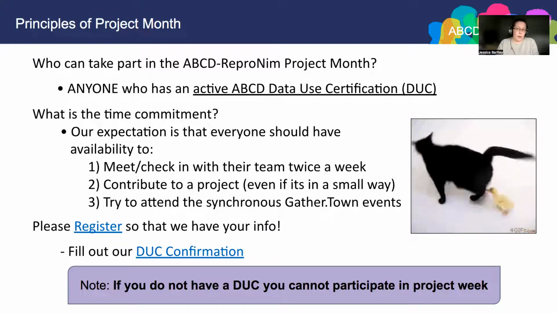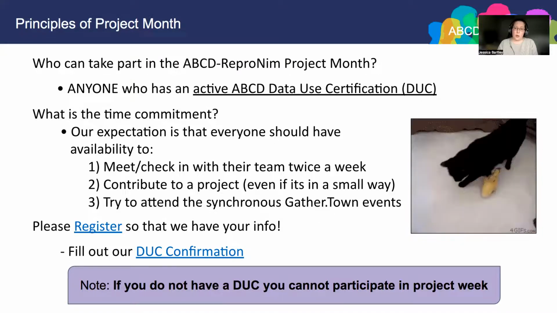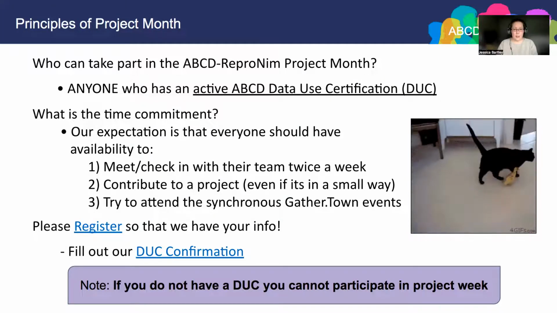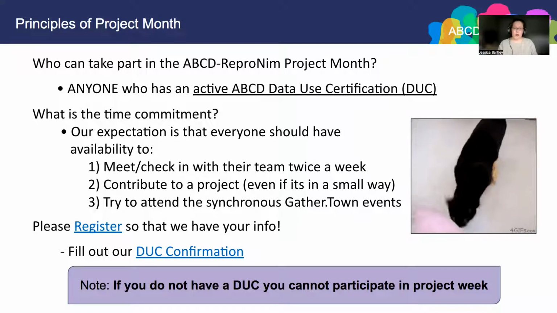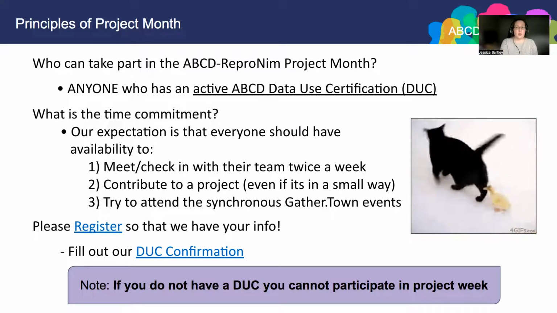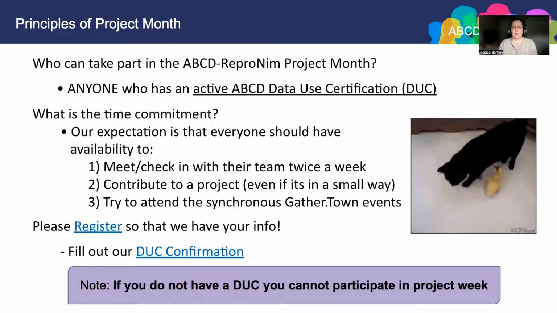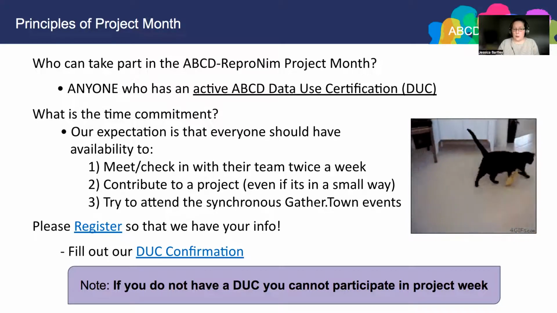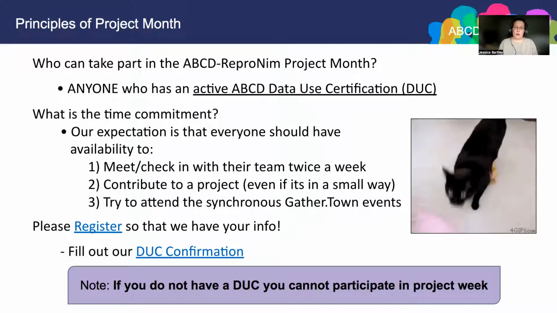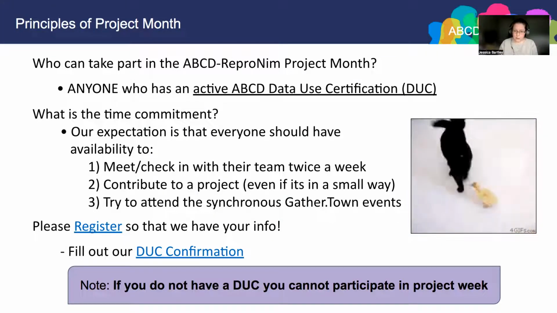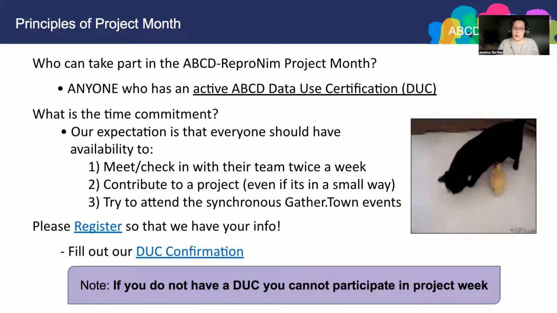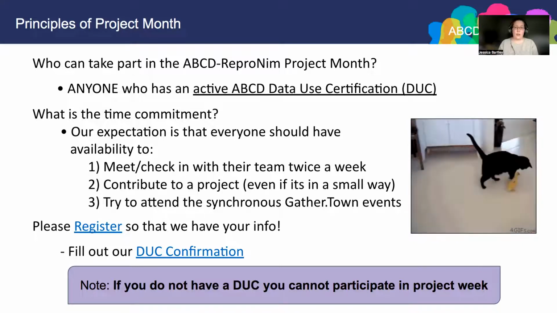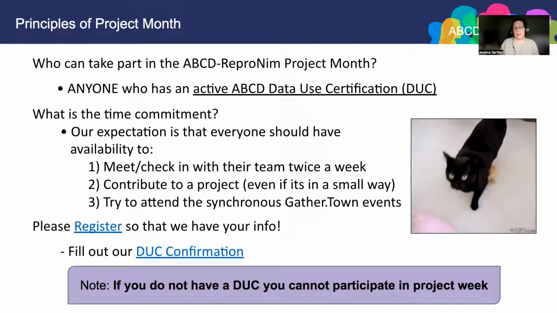We'll talk a bit more in this presentation about what Project Month will be like. So if you are interested in taking part but haven't registered yet, make sure to get information from this talk or our corresponding Google Docs, but make sure to register before April 8th, which is before the end of the first week of Project Month. We would love to have you register so that we can have you on our email list and send you information for each of the events that are going to come up. And when you do register, make sure to also fill out the separate DUC confirmation Google form so that we can confirm that you do indeed have active ABCD data access.